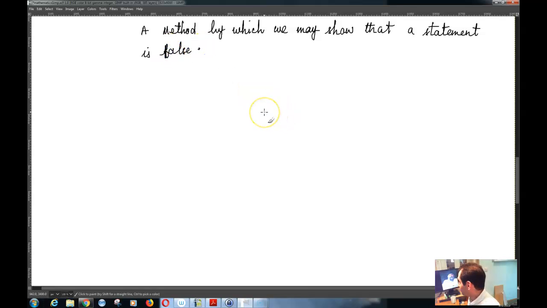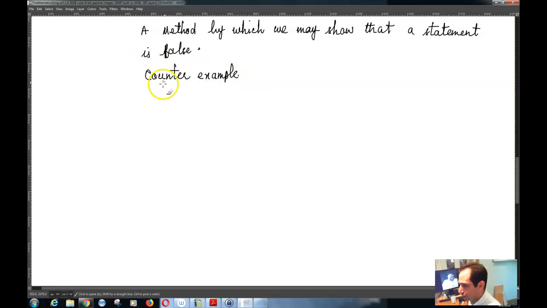Now the method involves giving an example of a situation where the statement is not valid, which is actually interesting. Such an example is called a counterexample. That's also used in mathematics.